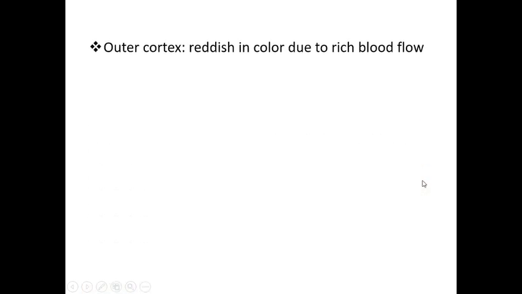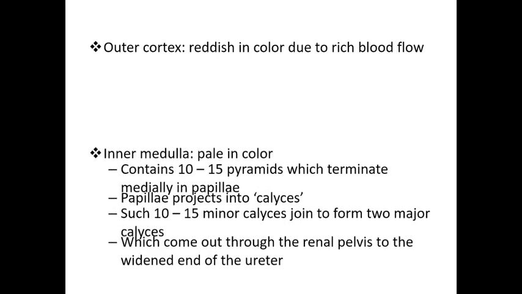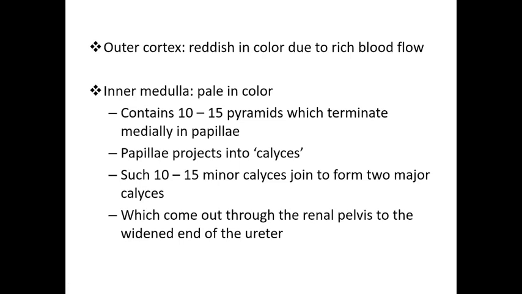Right? So the kidney has an outer cortex which is reddish in color due to rich blood flow, and an inner medulla which is pale in color. The inner medulla consists of renal pyramids. There are about 10 to 15 renal pyramids that terminate into papillae. These papillae form minor calyces. These minor calyces unite to form major calyces, and these major calyces then open into the renal pelvis, and the renal pelvis sends urine into the ureter.